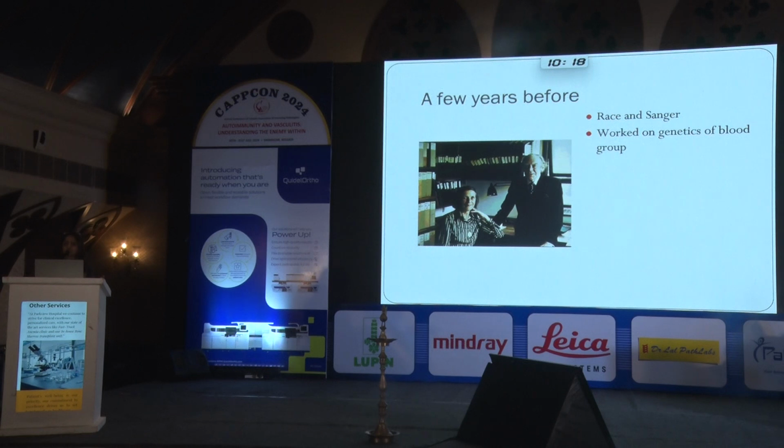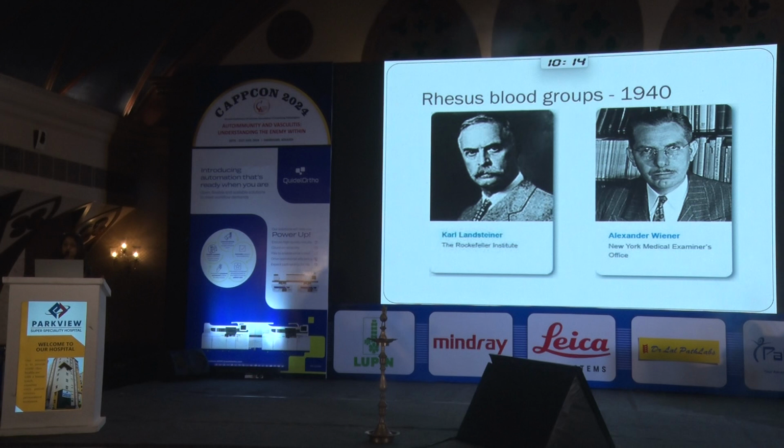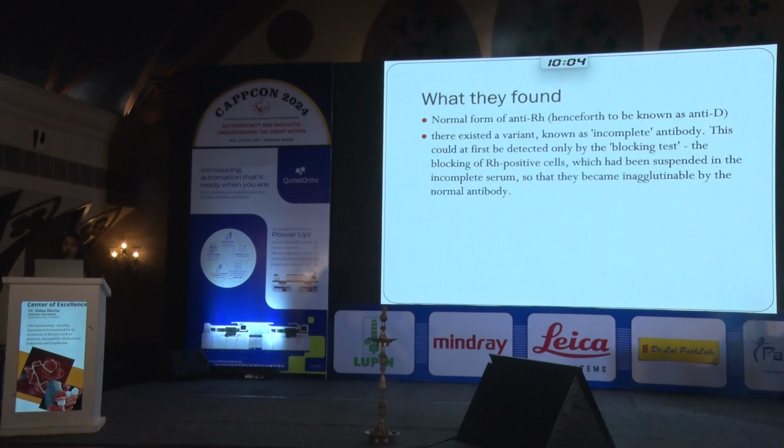Just a few years before that, Race and Sanger had worked on the genetics of blood groups. And we know these two gentlemen, Karl Landsteiner and Alexander Wiener, who were instrumental in developing and defining the ABO types and the Rh blood groups. So I think it was during the Rh blood group work that they saw that the normal form of D, which was the anti-D, is against the rhesus blood group.